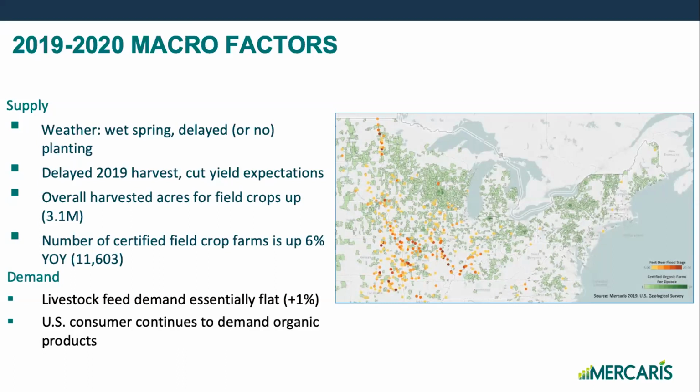Now looking on the demand side of things, for some macro factors, livestock feed demand was essentially flat across 2019. Consumer demand is still very much so there. However, we have not seen huge increases essentially in that feed demand driver to increase tons of production. And then U.S. consumers, again, are continuing to demand these products. It tends to be a little bit more of a logistics and supply chain question for getting those products marketed into the consumer directly.